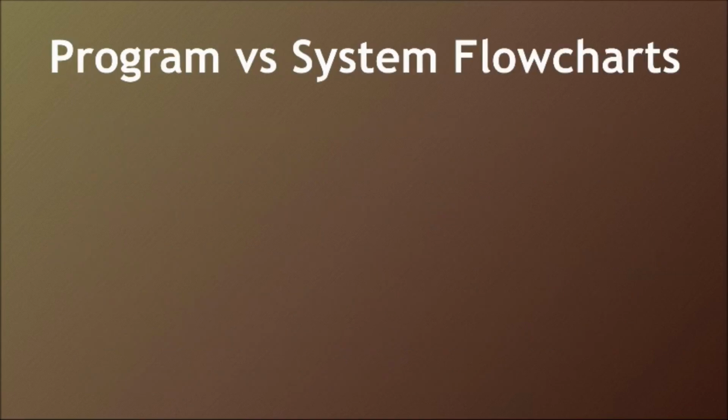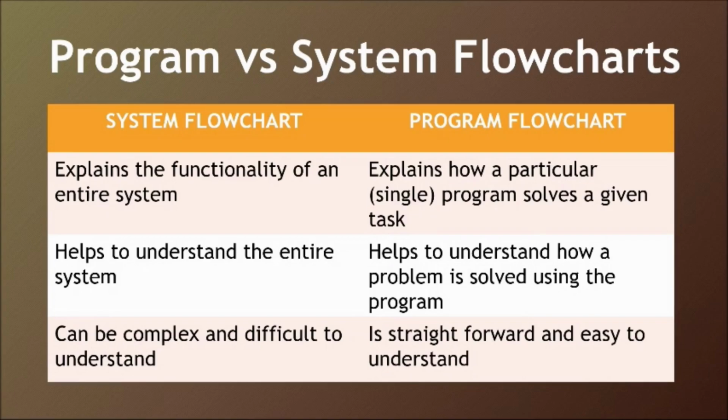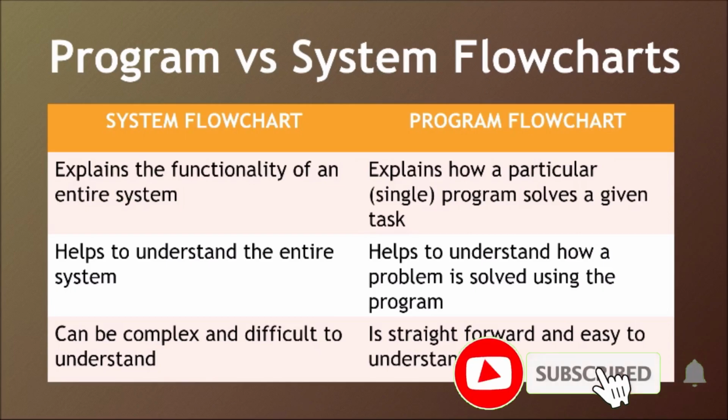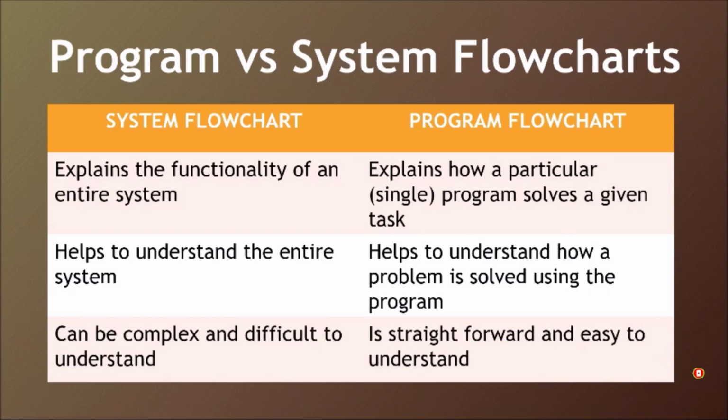Program versus system flowcharts. The following characteristics of program and system flowcharts can be used to identify the differences between both methods of flowcharting. The first difference indicates that system flowcharts focus on the functionality of the entire system, while the program flowchart only focuses on a specific problem or process in a system. System flowcharts analyze the entire system, which may result in it being complex or difficult to understand, while program flowcharts look into the understanding of how a problem is solved through steps within the program. These steps in the program flowchart are more detailed and allow an easier understanding.